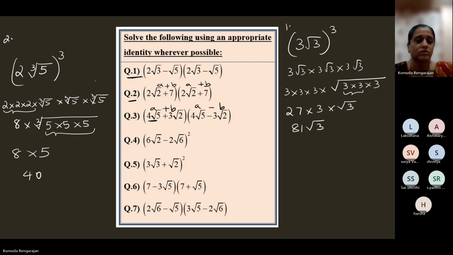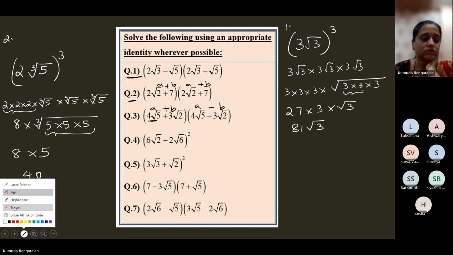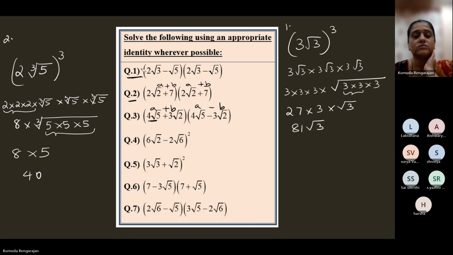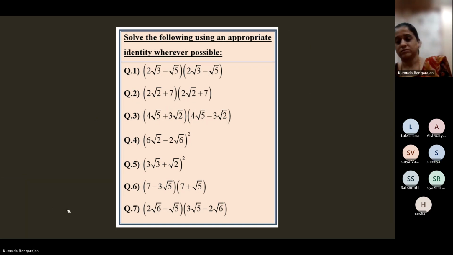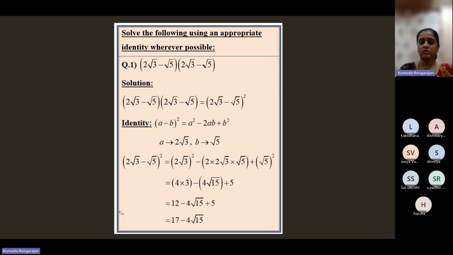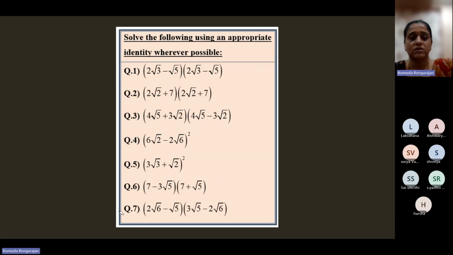So I hope all of you have made a note of this. 1 and 2, what you see on the screen? 3 root 3 the whole cube and 2 cube root of 5 the whole cube. Done, ma'am. Okay. Now take down this 1, 2, 3. You will take the help from the slide and work it. 4, 5, 6, 7, you do yourself and we'll check the answers.